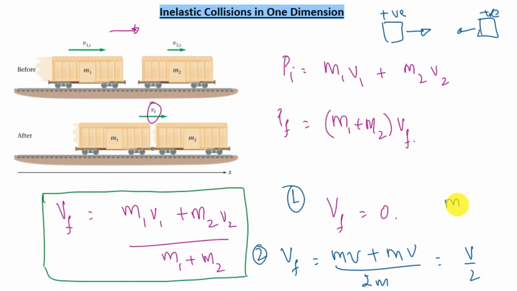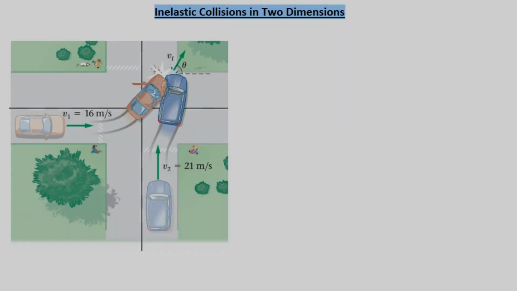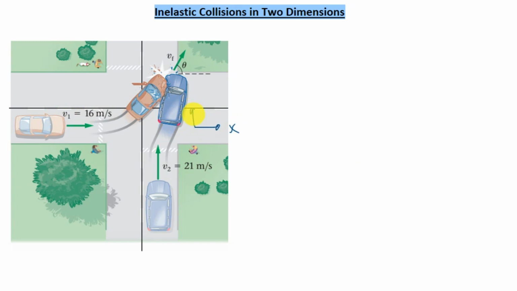Now let's discuss the inelastic collision in 2 dimensions. Here we can consider this the positive x direction and this the positive y direction. This car was moving along the positive x and this car was moving along the positive y, and after collision they are moving in the xy plane in 2 dimensions. So this is the case of inelastic collision in 2 dimensions.